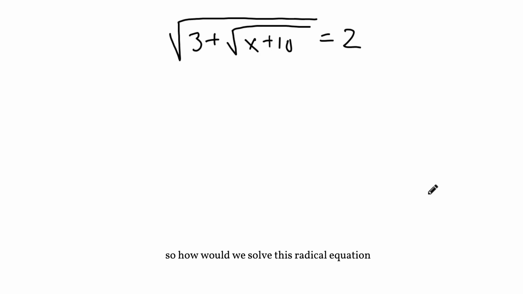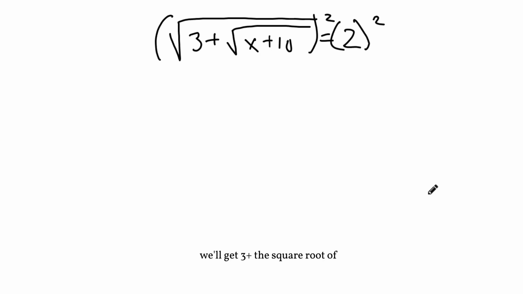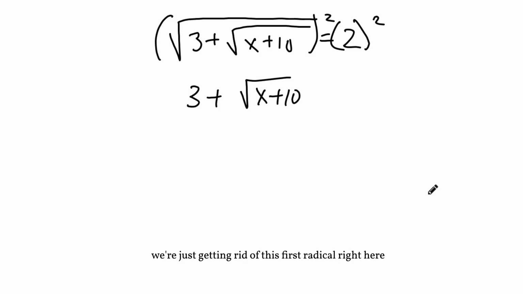So how would we solve this radical equation? Well, we're going to do the same thing we've been doing for the past 2 examples, and go ahead and square both sides. So if we square both sides, we'll get 3 plus the square root of x plus 10, because that's under the radical, so it won't be squared. So make sure you don't mix that up. We're just getting rid of this first radical right here, equals 4, because 2 squared is 4.